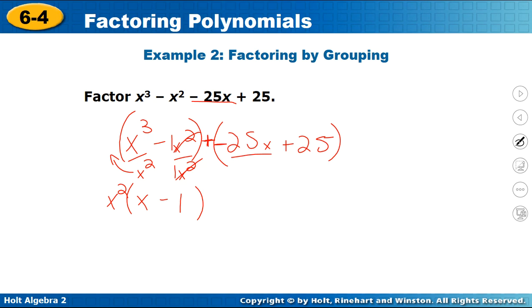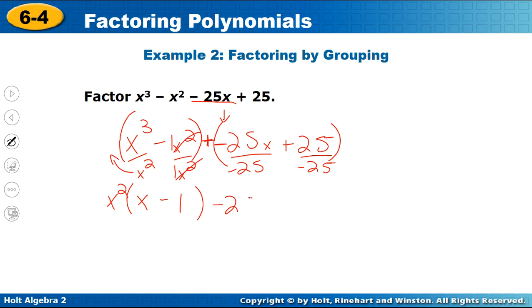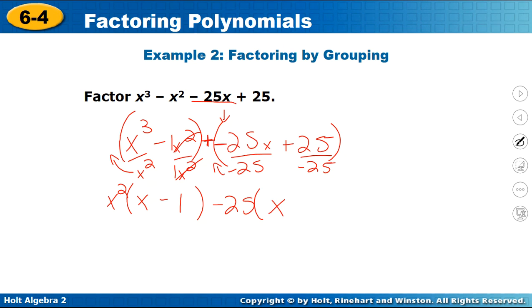The second group, these are pretty simple, pretty obvious. These are both divisible by 25. However, whenever you've got this negative brought inside the parentheses, you should probably factor it out as well. So let's factor both of these by negative 25. Let's take this negative 25 and bring it out in the front of this group and see what's left. Negative 25x divided by negative 25 will just be a positive 1x. And then positive 25 divided by negative 25 will be a negative 1.